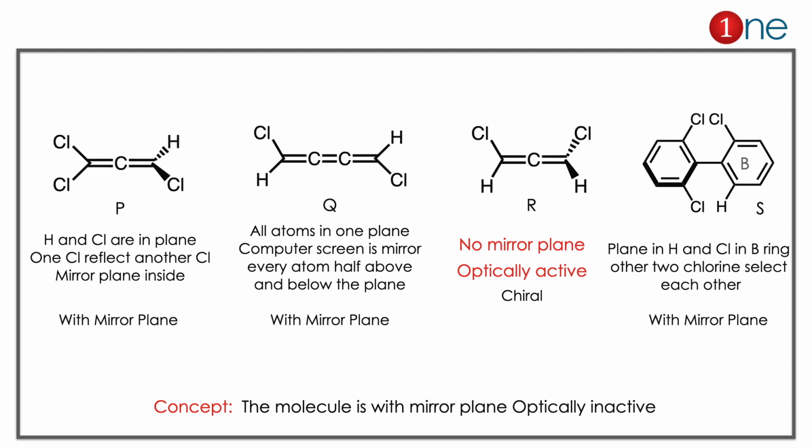But if you look at the R, there is no mirror plane. The chlorine and hydrogen are opposite each other on both ends, so it doesn't have any mirror plane. It is chiral, it is optically active. Here the concept you have to learn is that molecules with a mirror plane will be optically inactive.